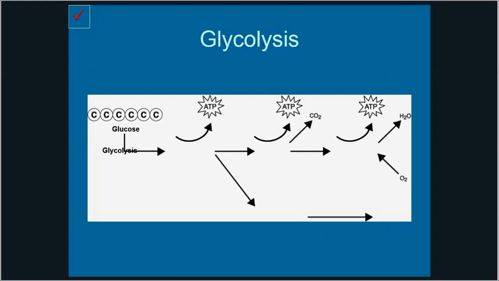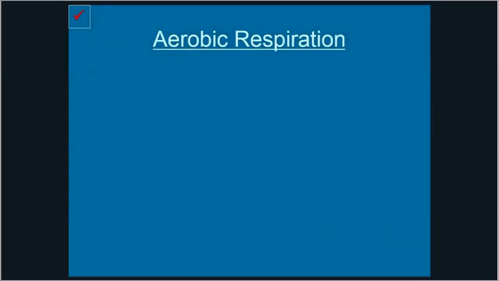So here's kind of a picture of glycolysis. Again, you start with glucose, which is that 6-carbon molecule. And the first thing we do is glycolysis, which produces a net gain of 2 ATP molecules. And then if you follow the arrow down, that would be going into anaerobic or fermentation. And if you follow the arrow straight across, then inside the mitochondria, that would be going towards the aerobic respiration. And we'll go into that next.